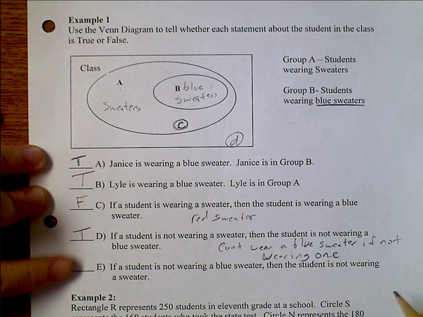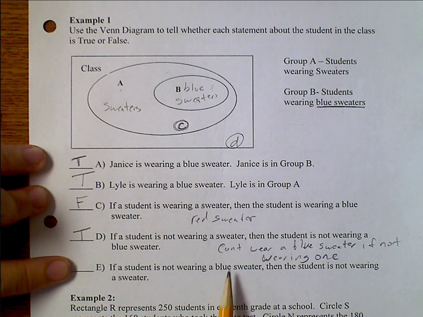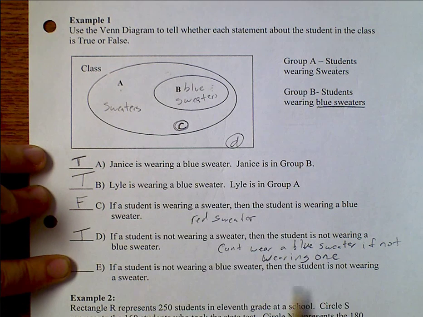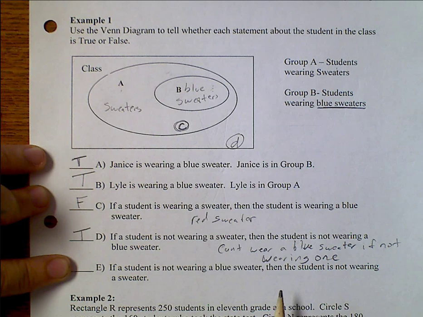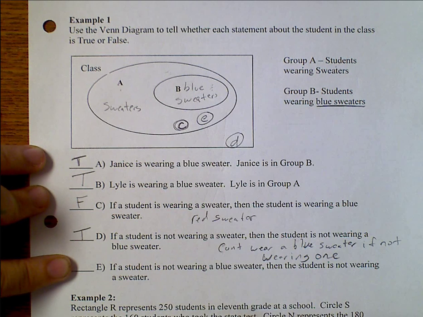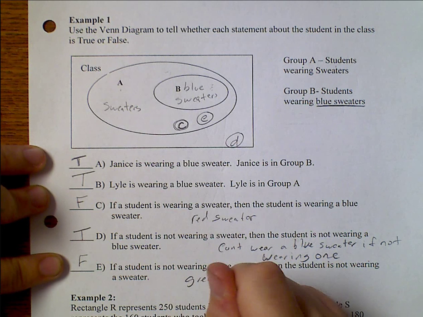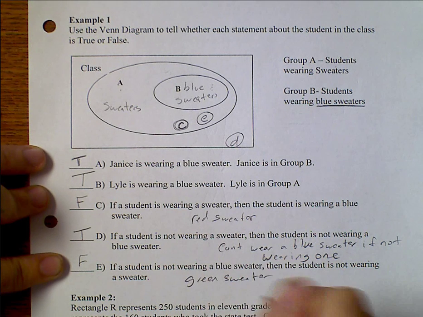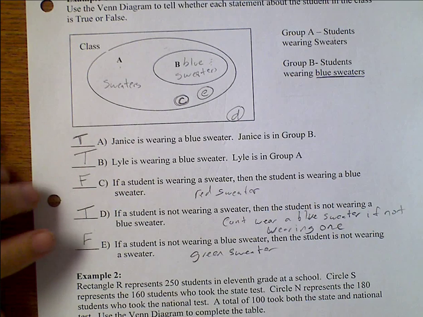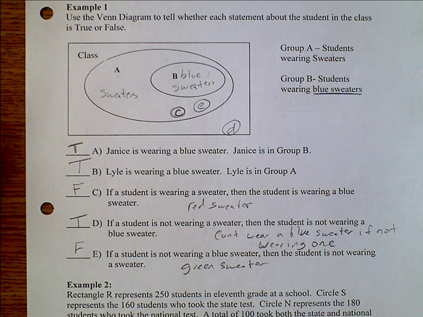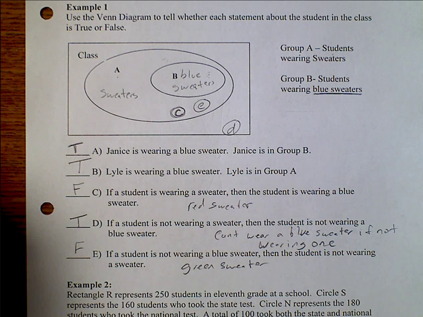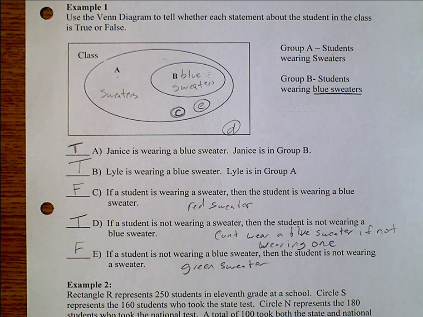And E, if a student is not wearing a blue sweater, that means they're not wearing a sweater. Well, that's false. Maybe I'm wearing a green sweater. Okay? Or I could be wearing a red sweater or any other kind of sweater. I'm just not wearing blue. I'm still going to be in group A of wearing a sweater. And so that's how we can define true and false statements with Venn diagrams.